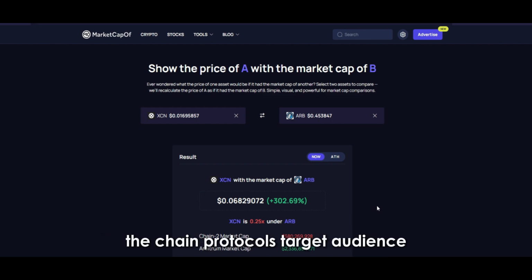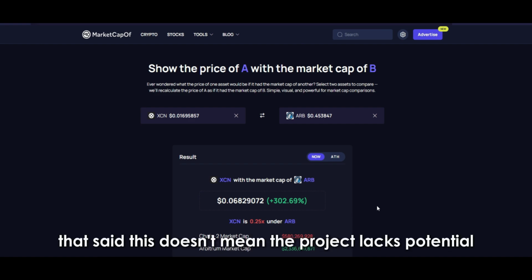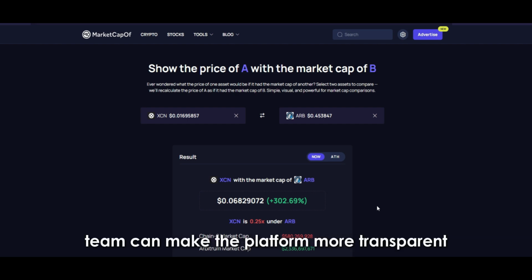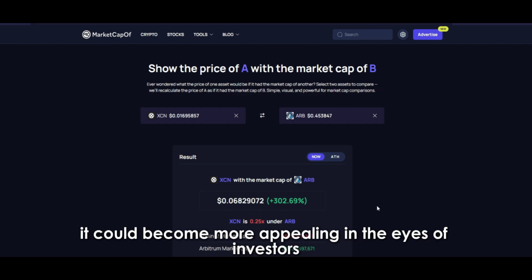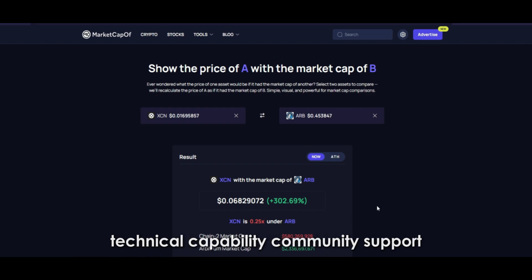However, the chain protocol's target audience, enterprise clients, may not be as visible as individual investors. That said, this doesn't mean the project lacks potential. Large institutional deals, strategic partnerships, and protocol upgrades could significantly boost XCN's price. If the chain team can make the platform more transparent, accessible, and user-friendly, it could become more appealing in the eyes of investors. Competing with projects like ARB is not just about technical capability.